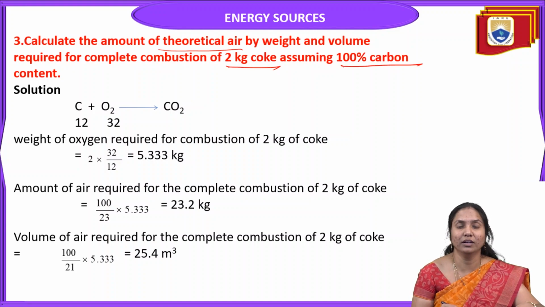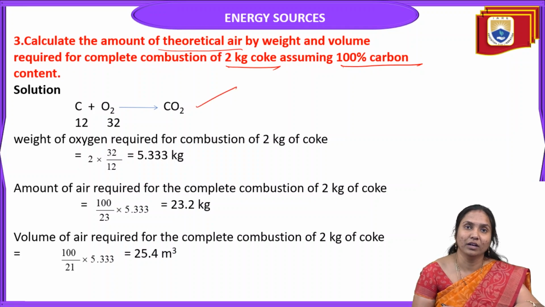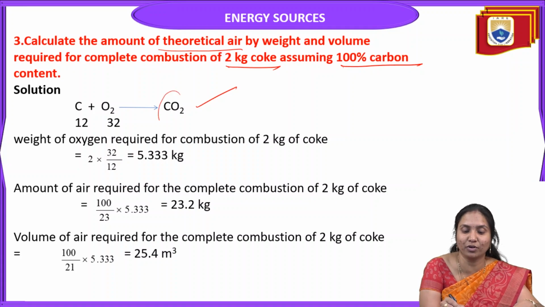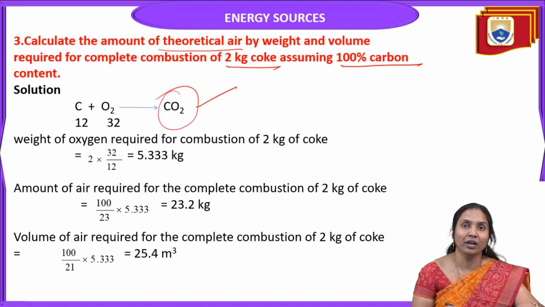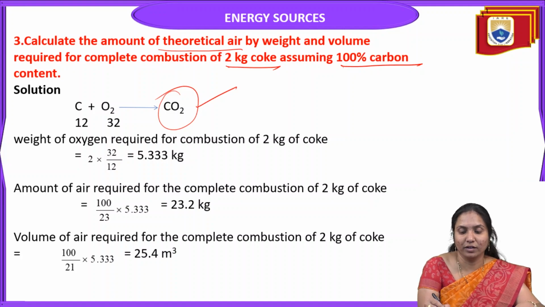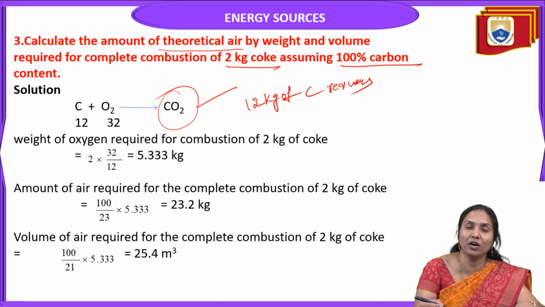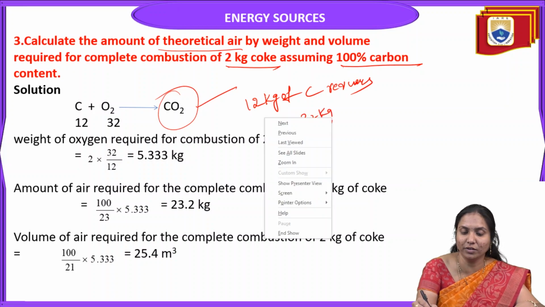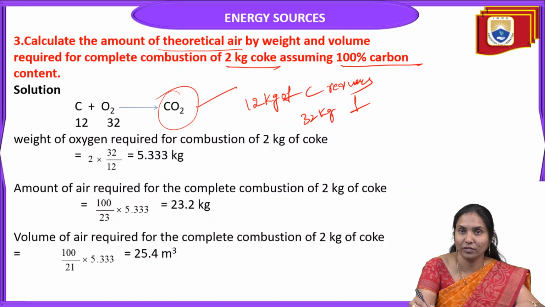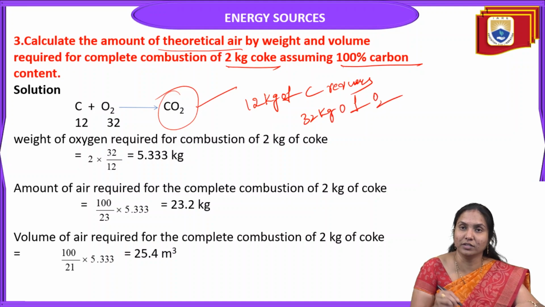So what is the solution? First write the chemical reaction. Carbon reacts with oxygen during the burning process and produces the combustion product carbon dioxide. So here 12 kilograms of carbon requires how much oxygen? 32 kilograms of oxygen.